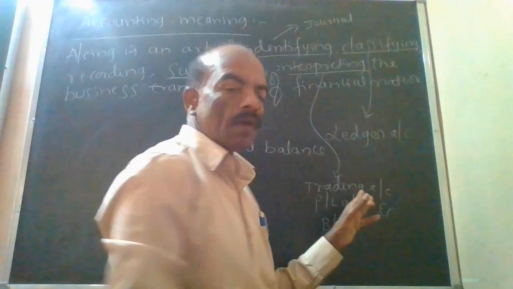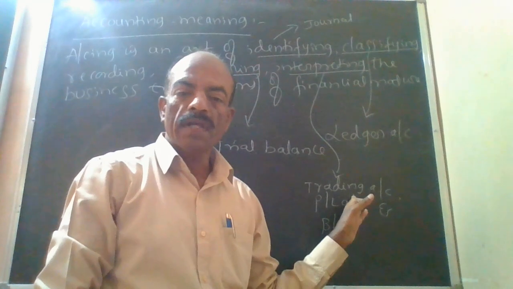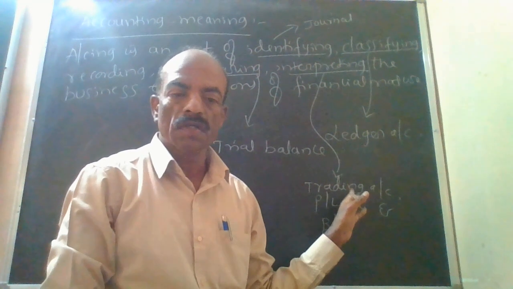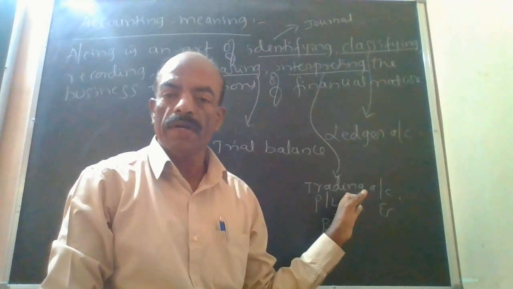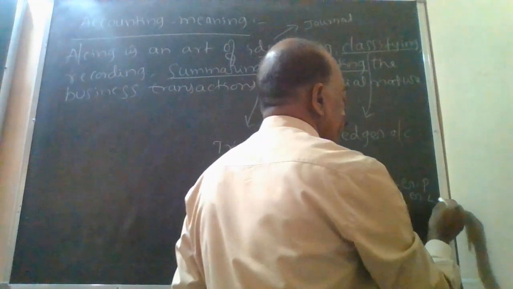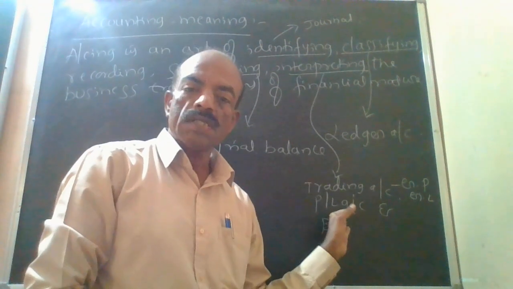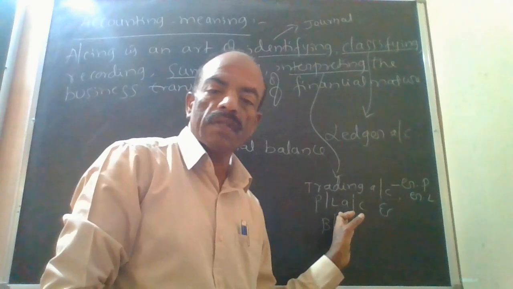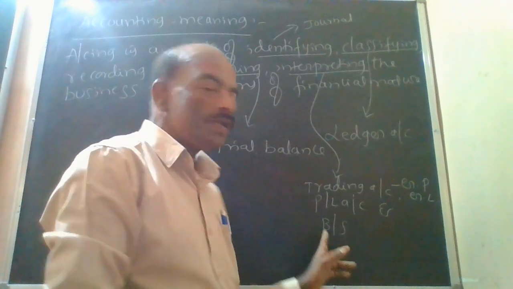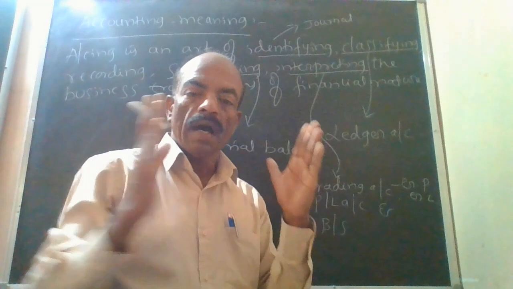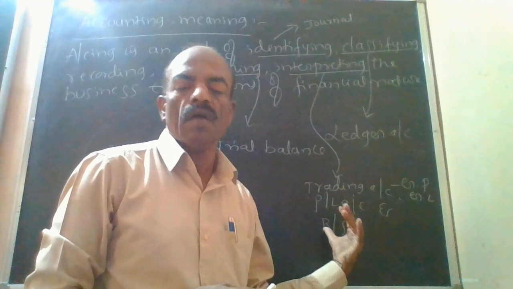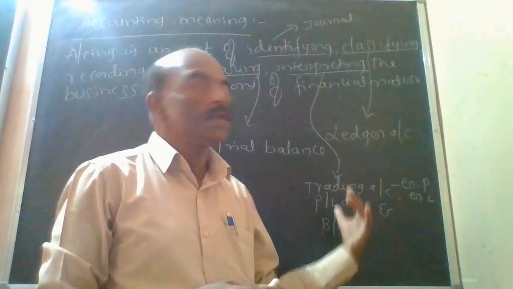Trading account is the account prepared in order to find out whether the firm is earning gross profit or incurring gross loss arising from the business. P&L account is an account prepared in order to find out the net profit or net loss arising from the business. Balance sheet is a statement showing the assets and liabilities. That is, it shows the financial position of the organization.